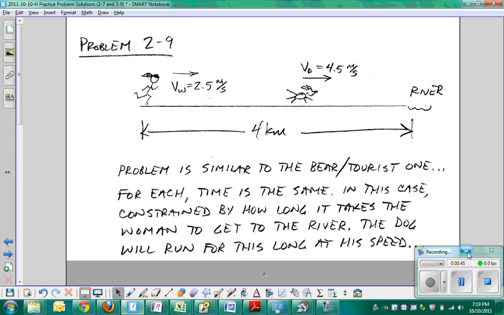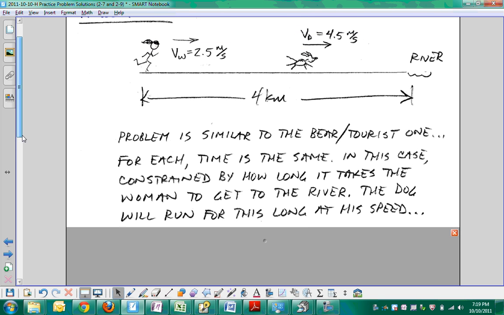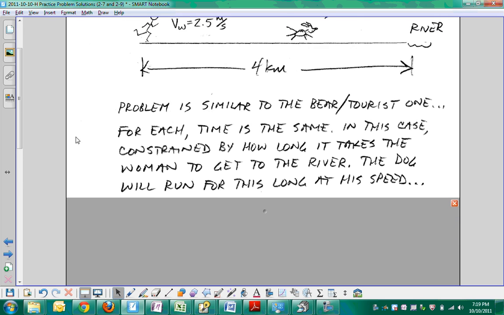Okay? So look in here. That's what I've written. The problem is similar to the bear and the tourist one in that in each case, the time is the same for each of them. In this case, it's constrained, as I said, by how long it takes the woman to get to the river, knowing that the dog will run back and forth at his speed the entire time.